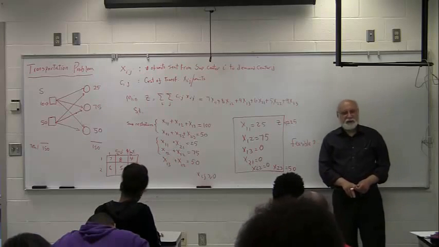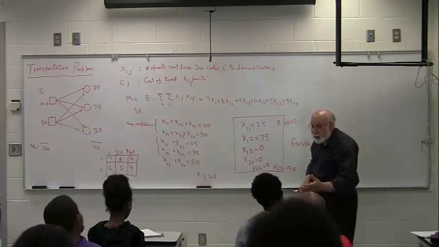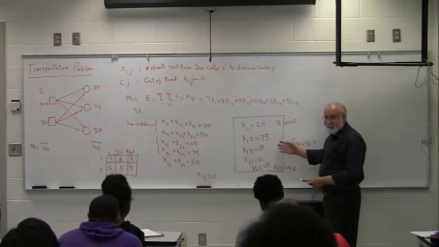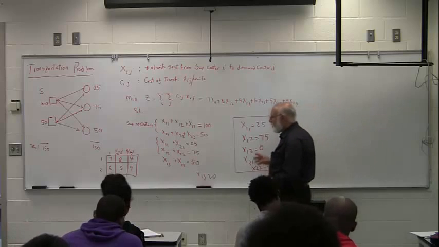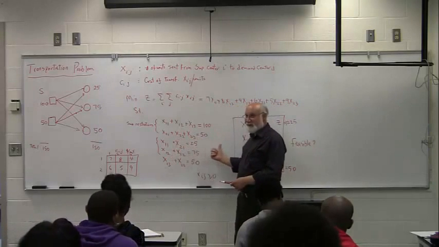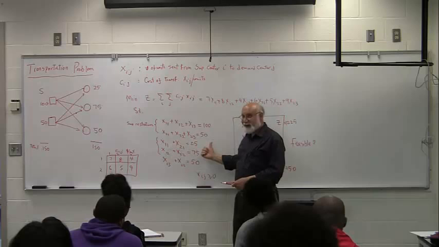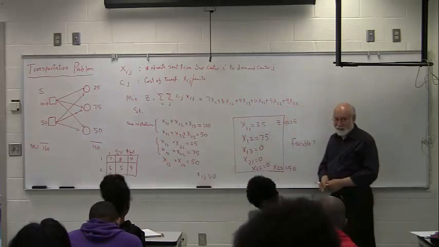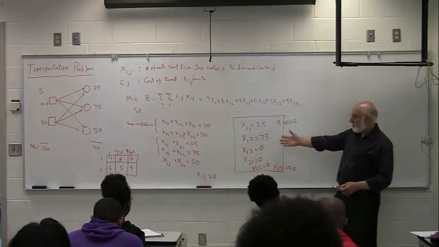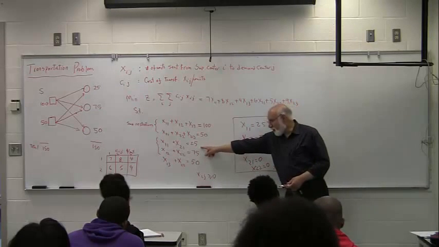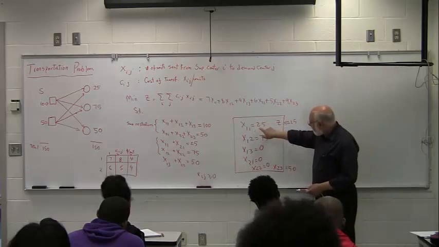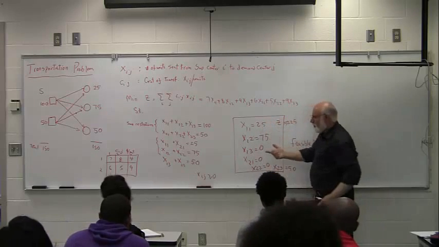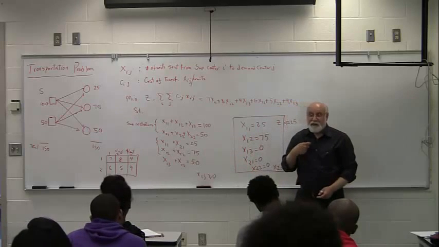How do I know it's a feasible solution? It satisfies the constraint. You plug them back in here. Left-hand side and right-hand side match the sign that is in between. You can test them. Let's test one of them: X11 plus X21. 25 plus 0 is 25. That's what feasibility means.